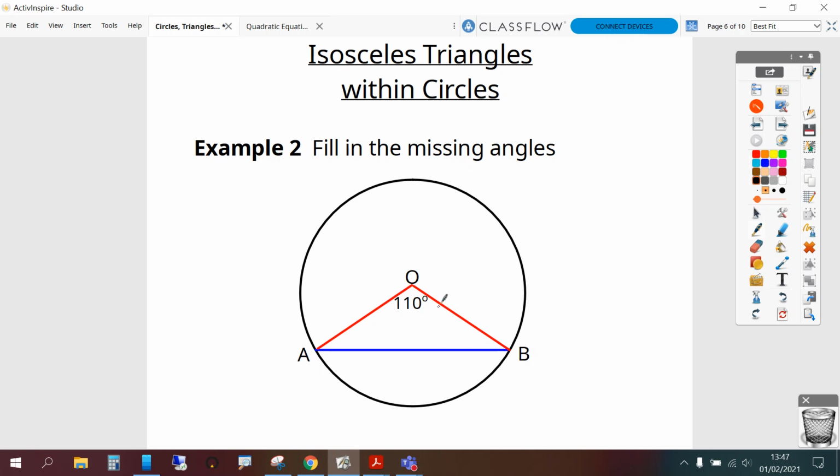Example 2, this time we've got the angle up the top, using our symmetry line again. We have the angle at both corners being the same as each other. So we've got 180, take away the angle at the top, which is 110, that leaves us with 70, and that 70 needs to be split equally. So that's 35 degrees in the two corners at the bottom.